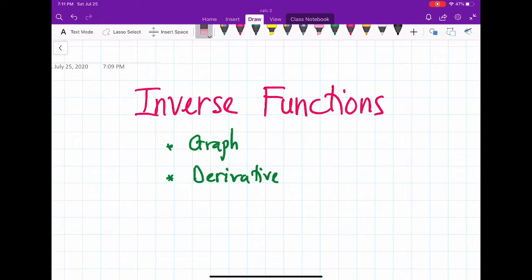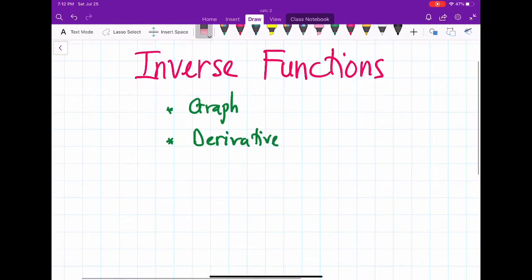Hello. In the previous video, we studied inverse functions and we learned how to check if two functions are inverse of each other and how to find an inverse function of some function. Today we study how to graph an inverse function using the graph of the original one and how to differentiate an inverse function.